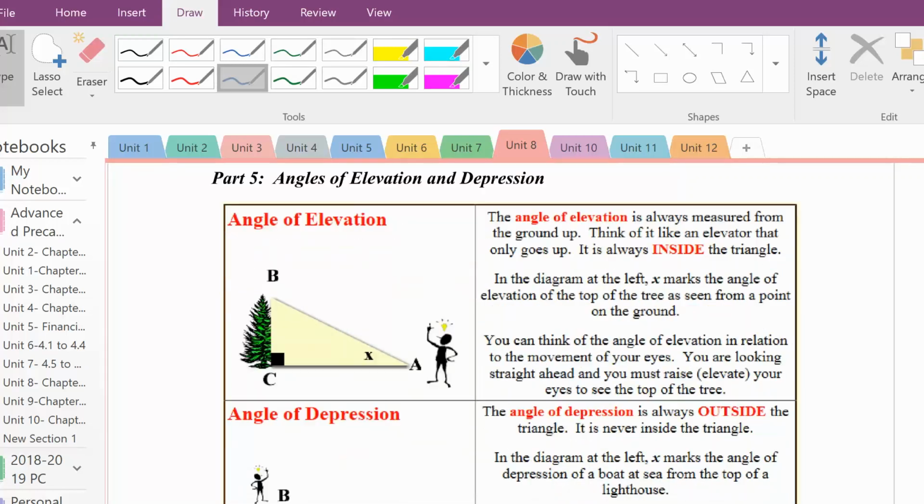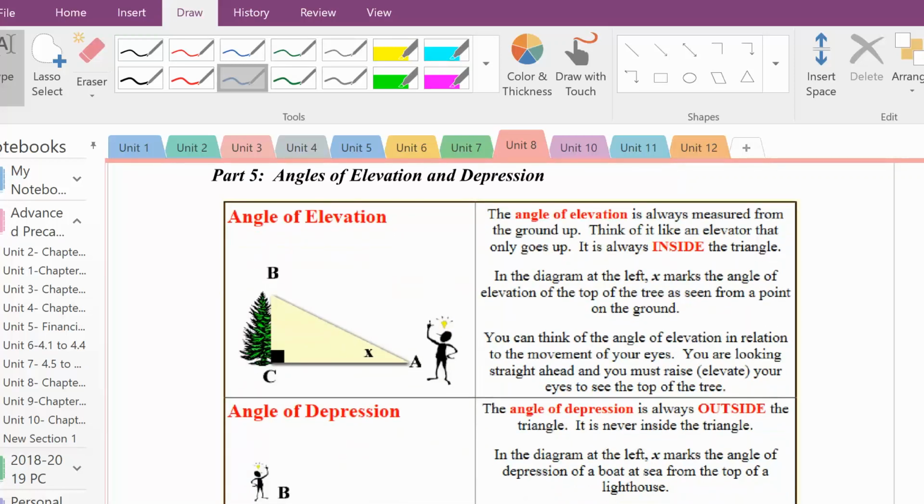The angle of elevation is always measured from the ground up. Think of it like an elevator that only goes up. So basically the angle of elevation here, if you're looking up at an object, is this angle at the bottom of the triangle. In the diagram to the left, X marks the angle of elevation.